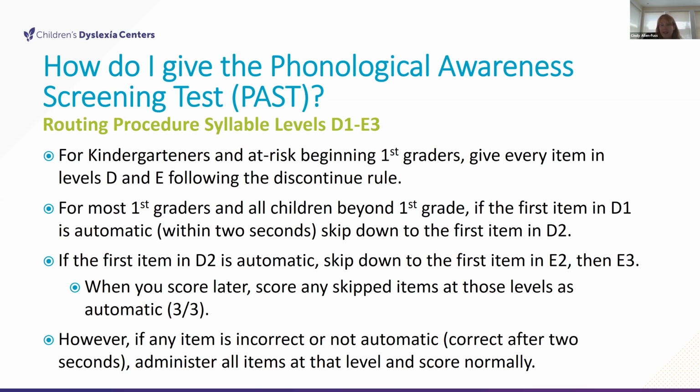When you score this later, you're going to score any skipped items at those levels as being automatic. So they'll get 3 out of 3 points, and I'll show you the scoring in a couple minutes. However, if a child has an item that's incorrect or they're not automatic, meaning they got it correct, but it took longer than 2 seconds, you're going to give all the items at that level, and you'll just score it normally.